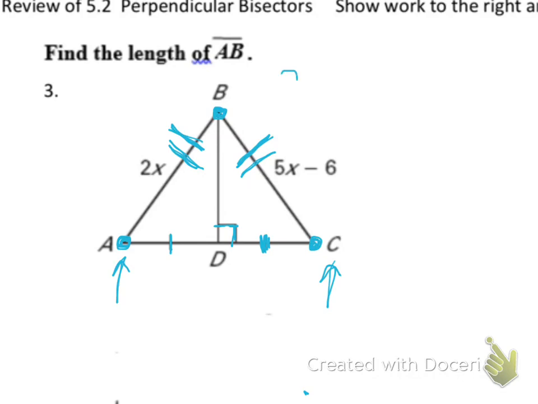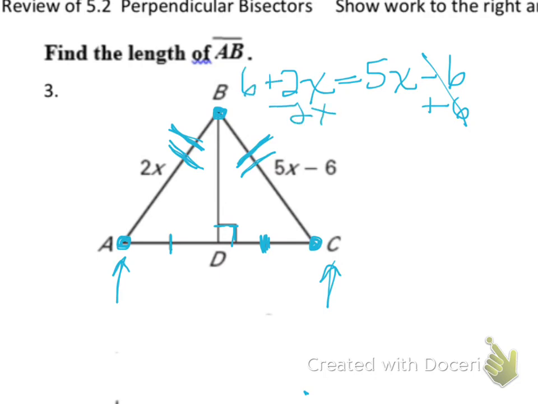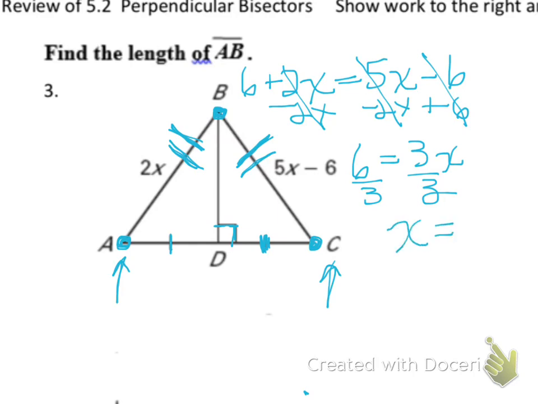So therefore I can set 2x equal to 5x minus 6. Okay, add 6 over here, subtract 2x, subtract 2x. I have 6 equals 3x, divide by 3, divide by 3. I have x equals 2. Now, they did not ask us for x. They're asking us for AB.